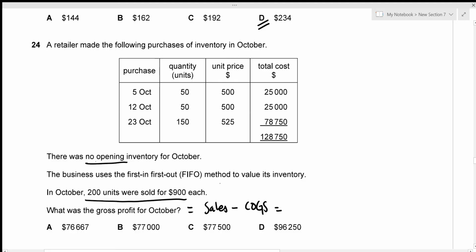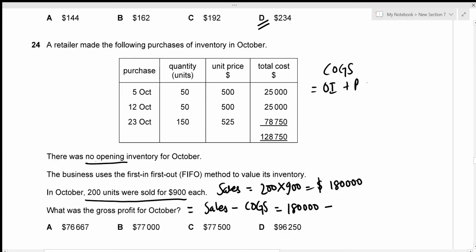So gross profit is given by sales minus cost of goods sold. All right, sales value. Let's just figure that out first. We're given that 200 units were sold for 900 each. That's going to be 200 into 900, which gives the total value of 180,000. Now for the cost of goods sold, the formula is going to be opening inventory plus purchase minus closing inventory. We're given that there was no opening inventory, so that's going to be 0. And the total purchase amount is going to be 128,750 minus closing inventory.